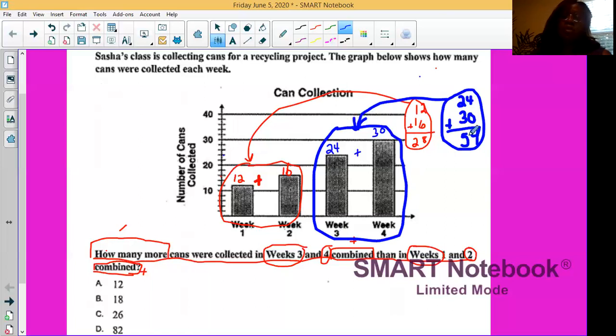Okay, so that's how I got my 54. Go back to my big question. How many more cans were collected in week 3 and 4 than in week 1 and 2? Now, remember it said how many more? How many more tells me I'm going to do some subtracting. So I'm going to take my 54 and I'm going to minus my 28.